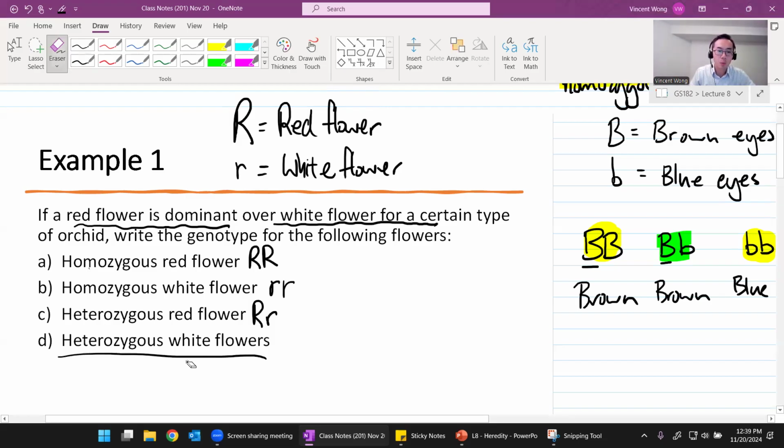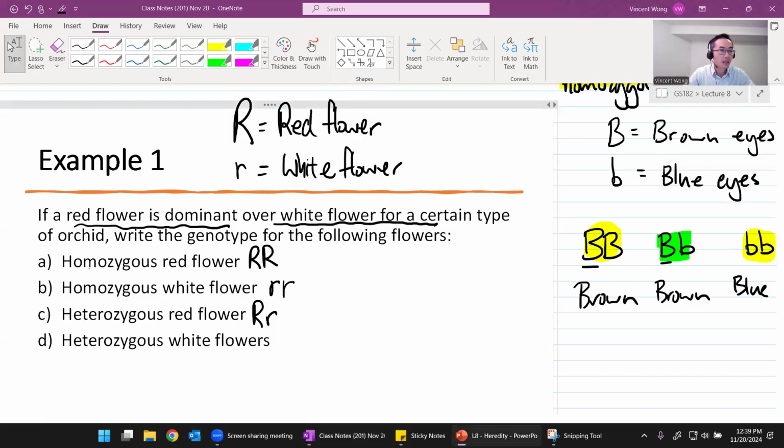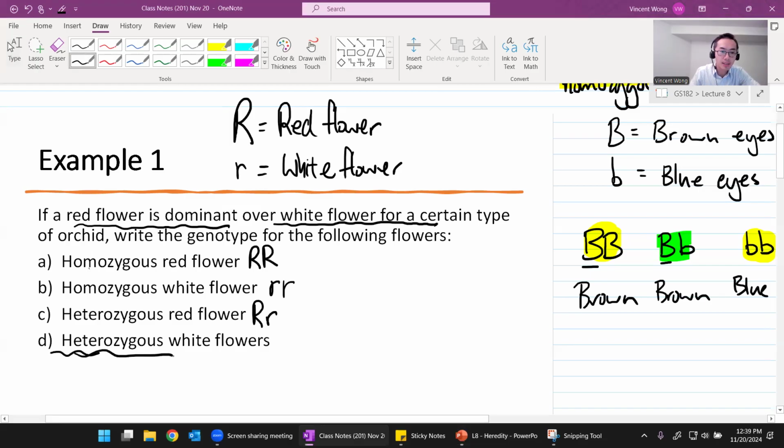Okay, what about heterozygous white flowers? Anybody have an answer for that? Heterozygous white flower. Okay, now this one is a little bit tricky. Heterozygous means they have to be different, so one has to be big, one has to be small. However, if you have one big R and one small r, then it's not going to be white, right? It's going to be red, as we saw in part C. So it turns out this is not possible.